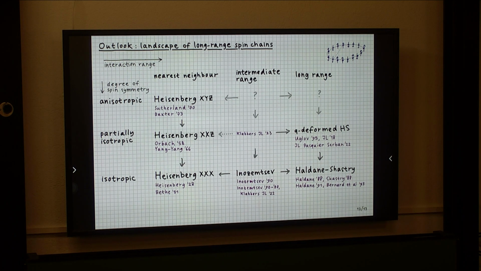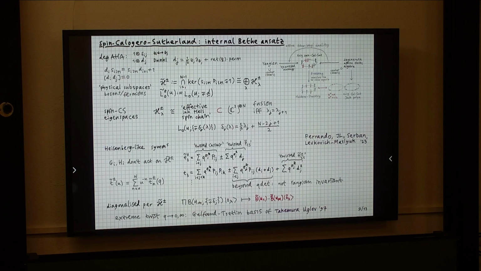That's right. But it's not really completely long range. It's a bit. Sorry? It's not really long range in a way. By adding inhomogeneity, it's kind of long range, but. Yeah, but it's a different type of long range.